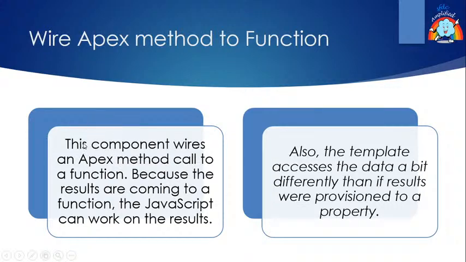What happens is this component wires an Apex method call to a function. Because the results are coming to the function, JavaScript can work on the results. Earlier we were just displaying it. But now if we want to work on the results and make any modification, then we will be using the function. So basically that's how the function is used. Also we have to note that the template accesses the data a bit differently than in the case of the property, which we will show.